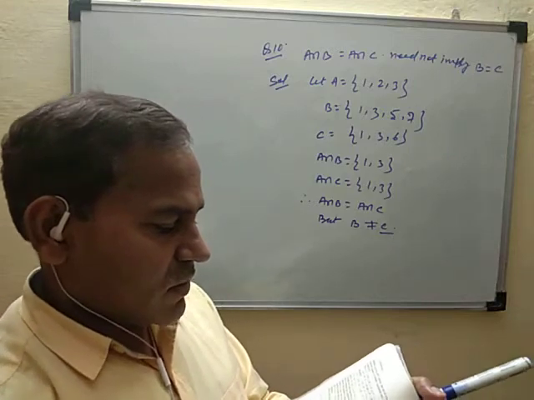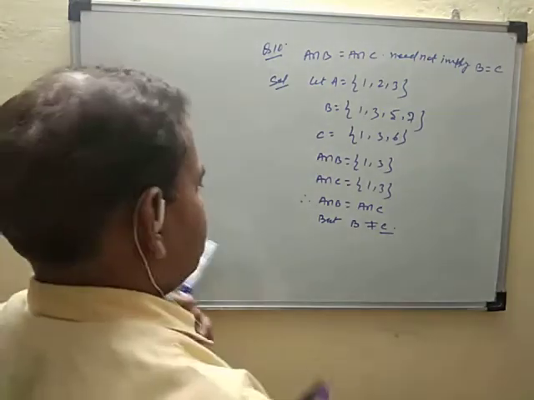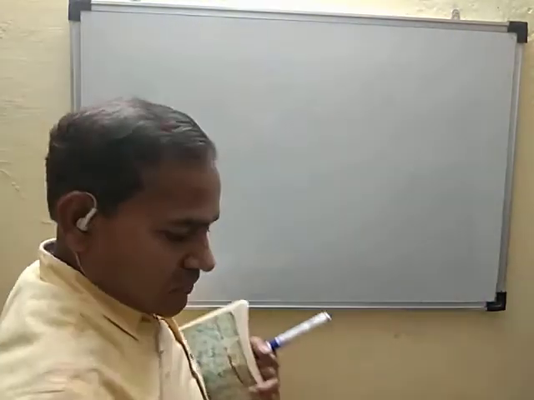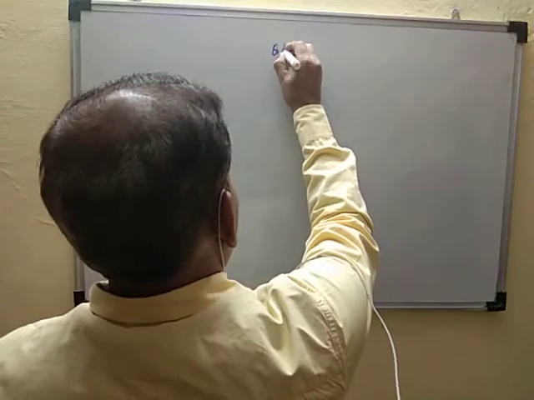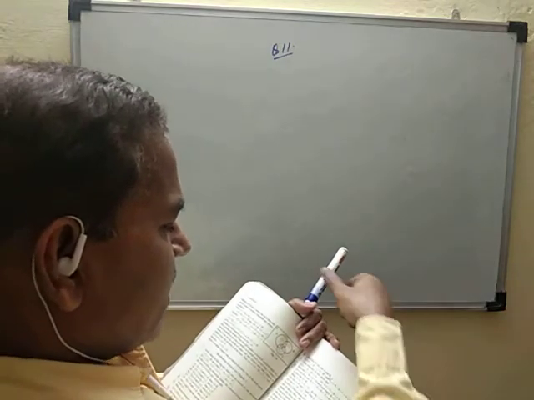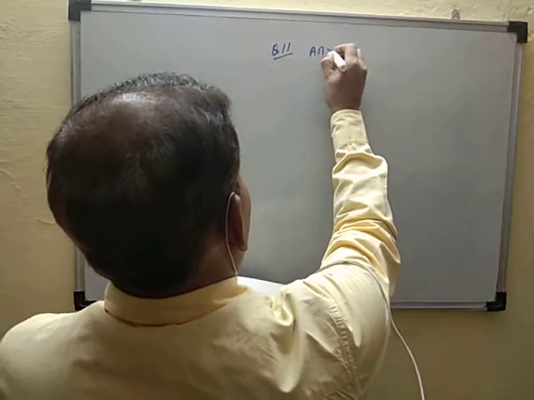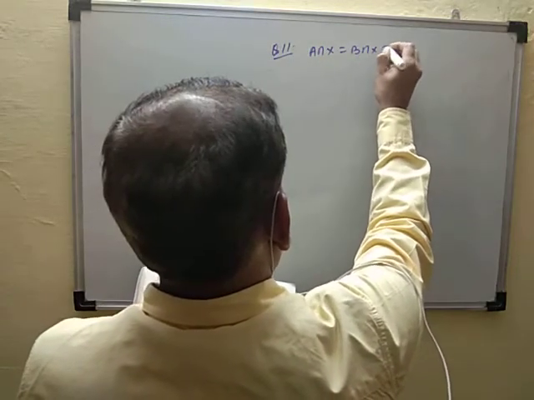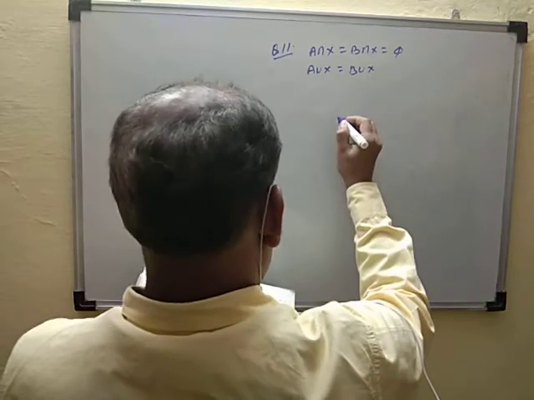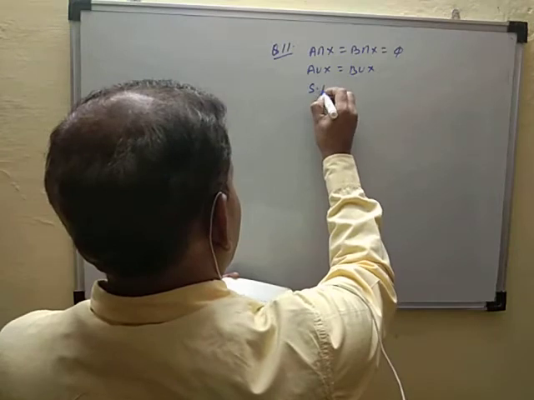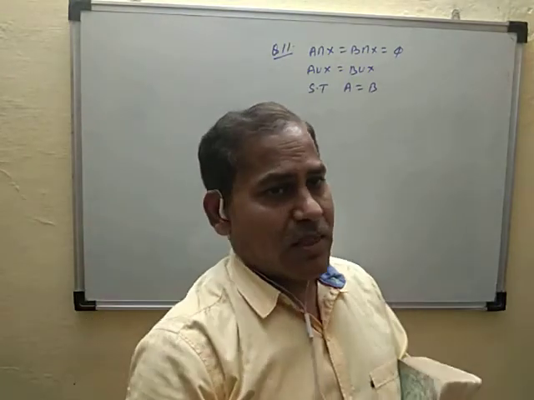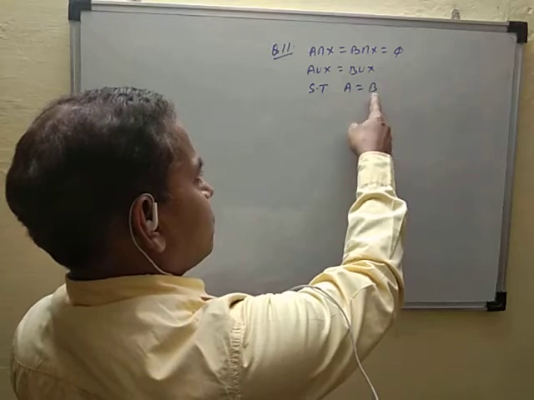Now question number 11. Let A and B be sets, and if given A intersection X is equal to B intersection X is equal to phi, and A union X is equal to B union X for some set X, then show that A is equal to B. We have to prove A is equal to B. That is, first suppose A is a subset of B, then show that B is a subset of A.